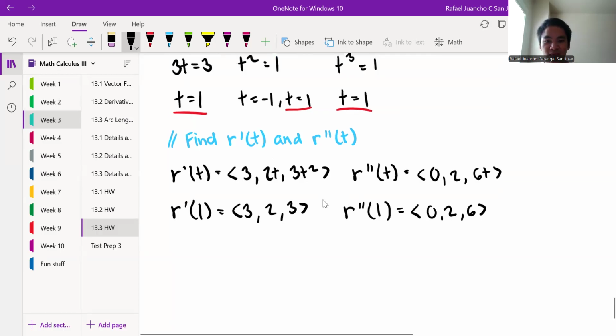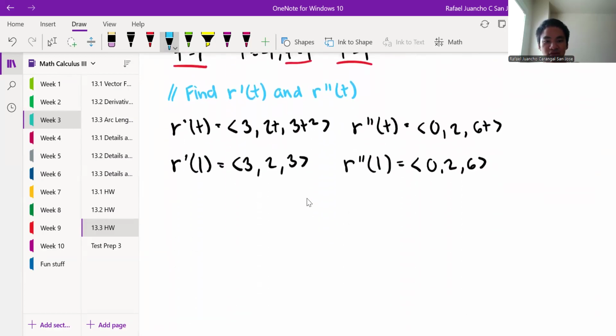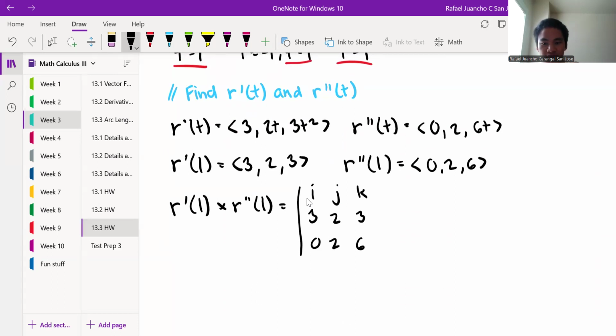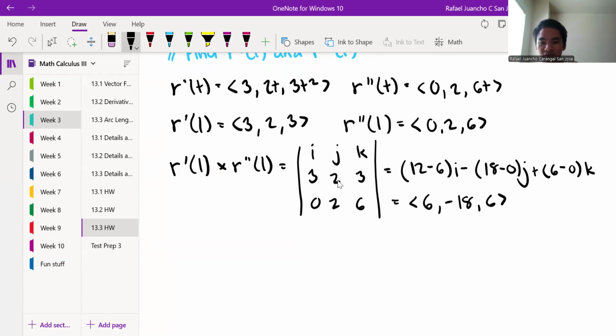So it's easier, right? And then maybe, okay, now I have my formula. I got everything I need. Now I actually get their cross product. So maybe r prime 1 cross product with r double prime 1. So here it's easier because now I'm dealing with numbers, right? So here I take out my i, I get 12 minus 6. I take out my j, I get 18 minus 0. I take out my k, I get 6 minus 0. And so this just gives me the vector 6, negative 18, positive 6, right?